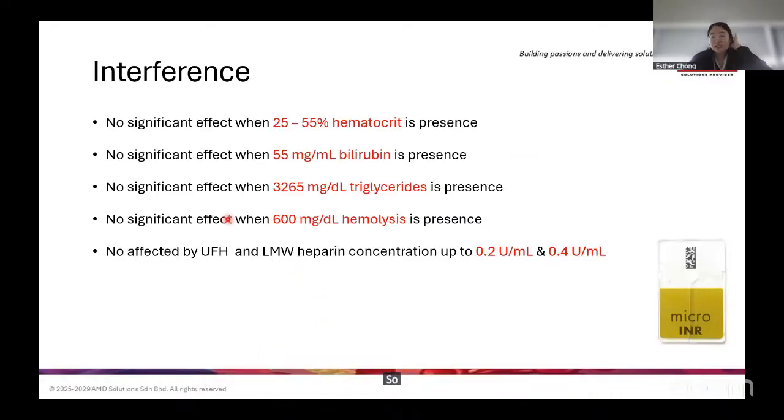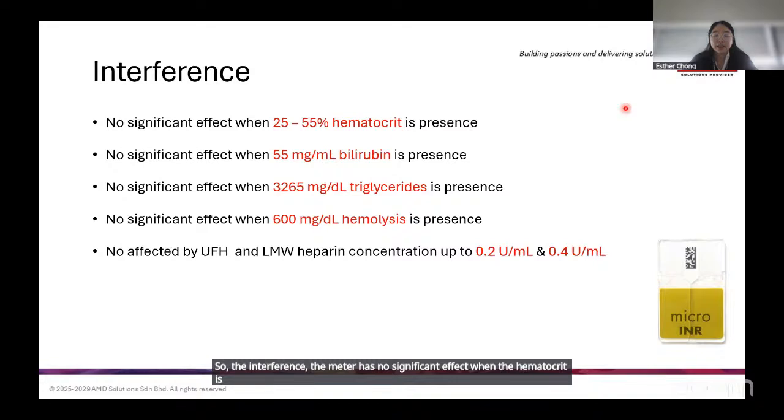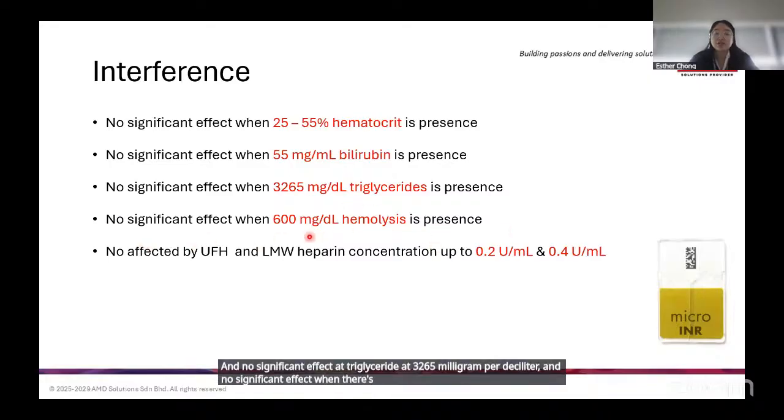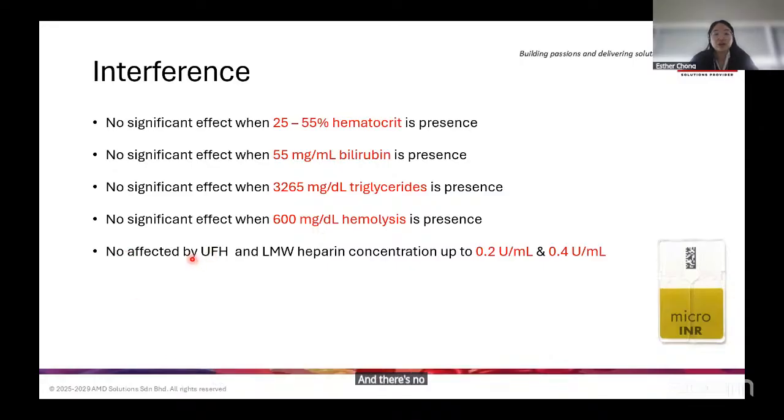For interference, the meter has no significant effect when the hematocrit is 25 to 55%, no significant effect when the bilirubin is 55 milligram per milliliter, no significant effect at triglyceride of 3,265 milligram per deciliter, and no significant effect when hemolysis is present at 600 milligram per deciliter. There is also no effect from unfractionated heparin or low molecular weight heparin at concentrations up to 0.2 to 0.4.